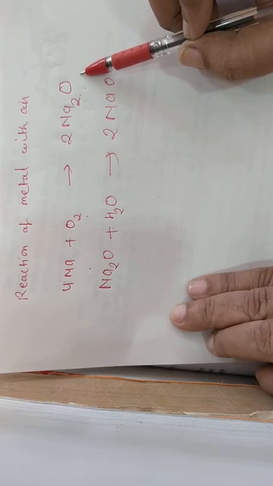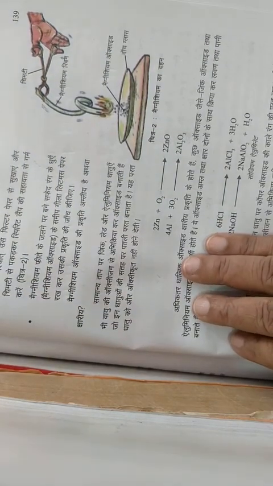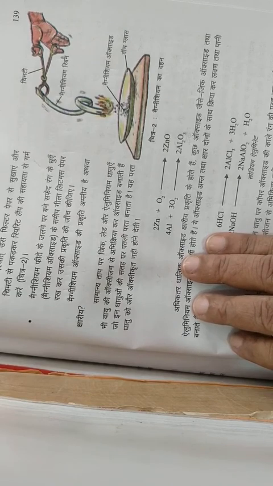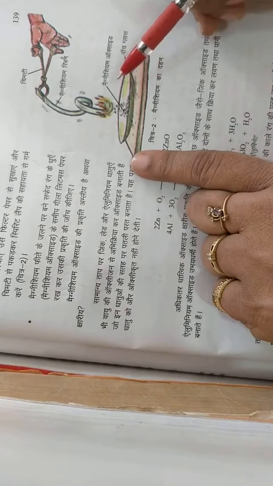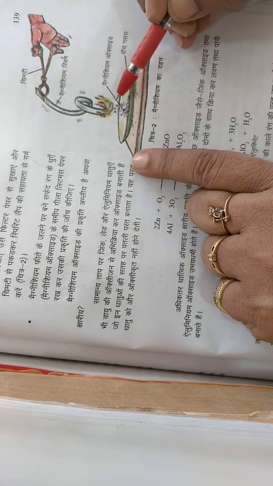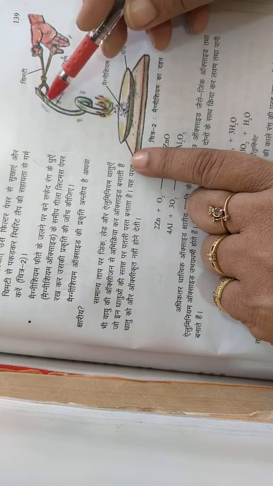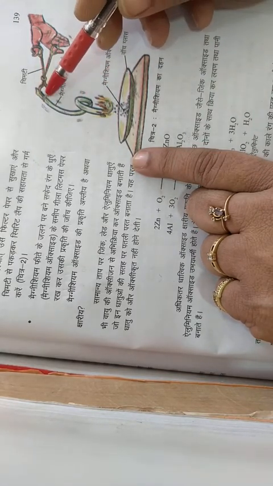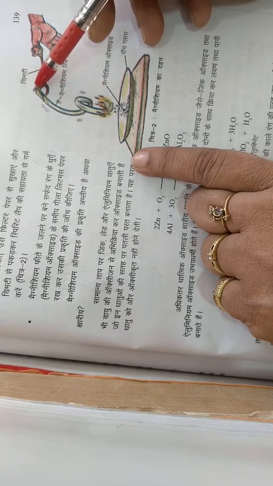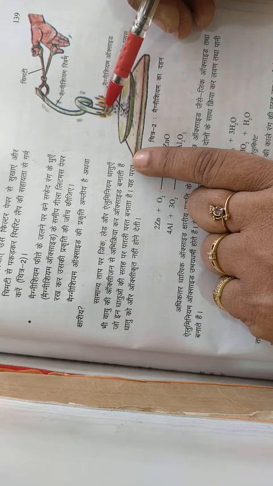Such types of metal do not form oxide. Now we come to the second one, magnesium. What are we doing here? We are doing one practical. Take a 3-4 inch long piece of magnesium ribbon. We are talking about magnesium here.